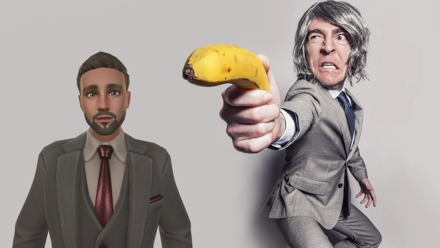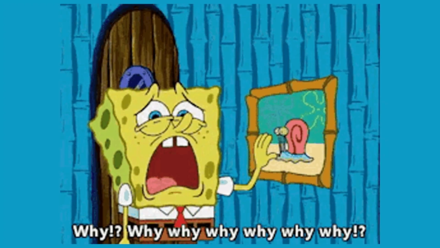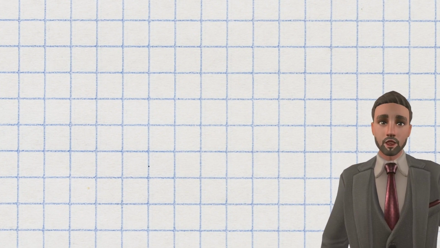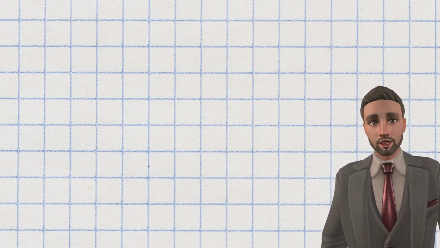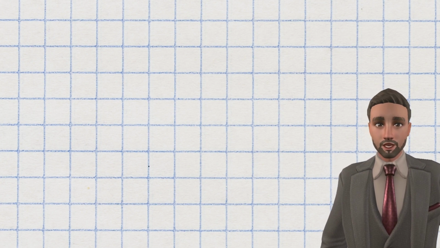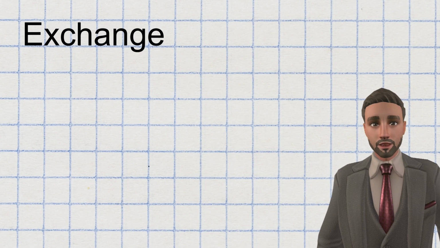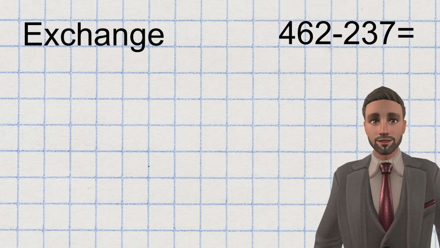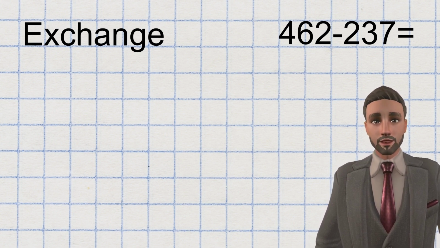Step 2 of the column subtraction method. I'm sure some of you are asking, why do we need a step 2? Unfortunately, not all equations are as straightforward as the ones we found on the first worksheet. Some require an extra step. Some require us to exchange from another column. Questions such as 462 subtract 237 need this extra step. Let's take a look together.